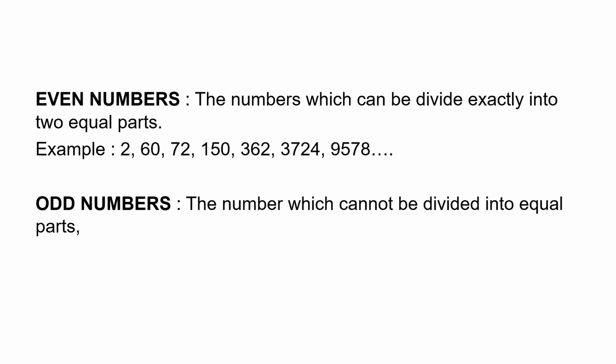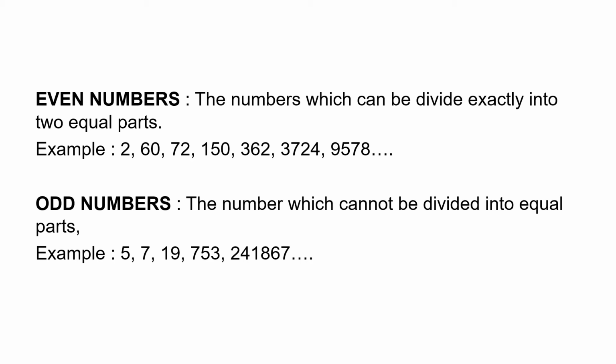Odd numbers: the numbers which cannot be divided into equal parts are called odd numbers. Examples: 5, 7, 19, 753, 2,41,867. Here in the ones place we can notice 5, 7, 9, 3, 7.